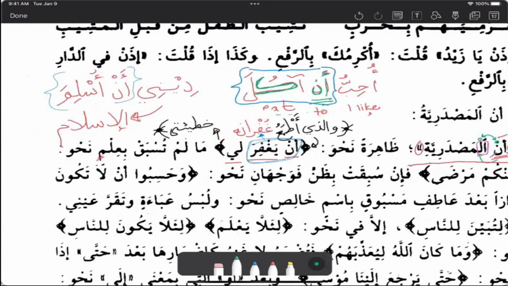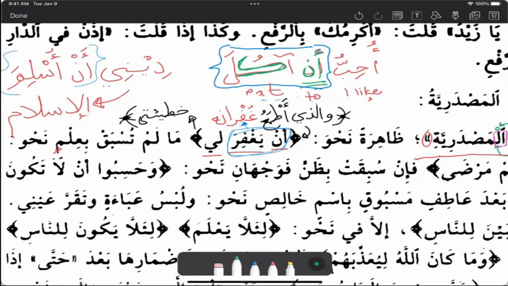فَإِن سُبِقَتْ بِظَنٍّ. But if this n is preceded by an assumption, or thought, or speculation, or surmising, not knowing, فَوَجْهَانِ, then it has two ways. Wajh means way, or facet. It has two facets. Like the word facet is close to face. Two ways you can do it.